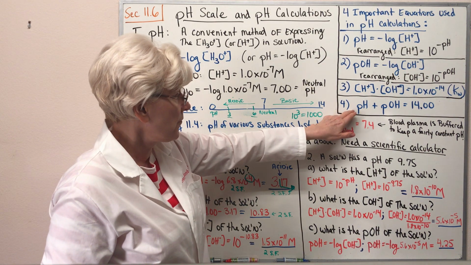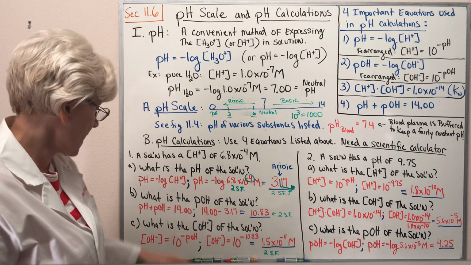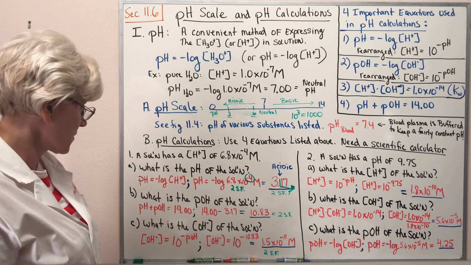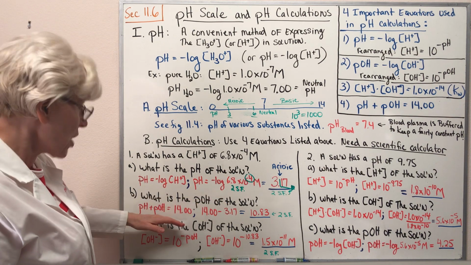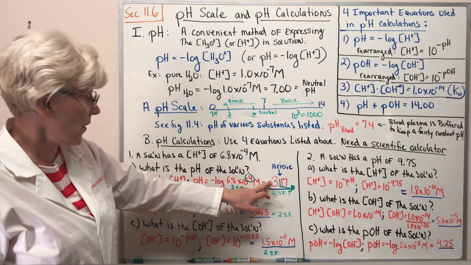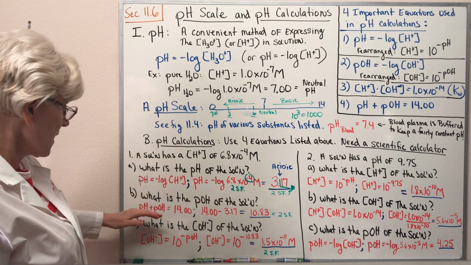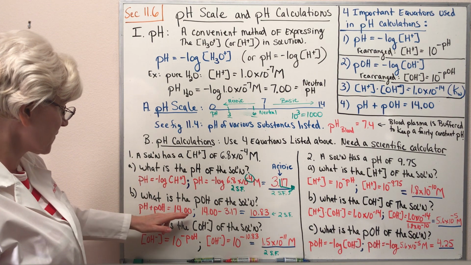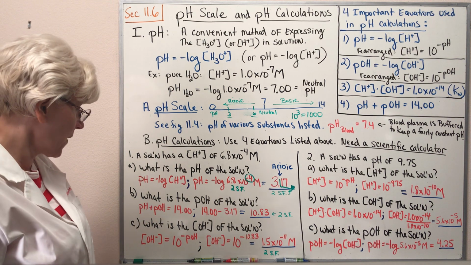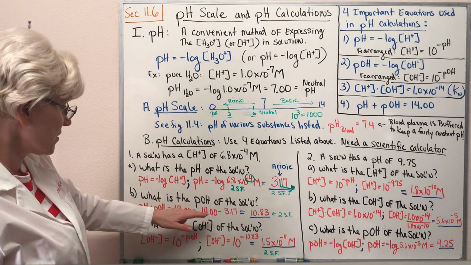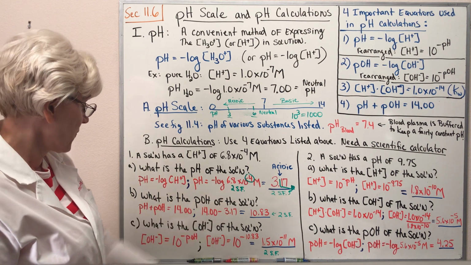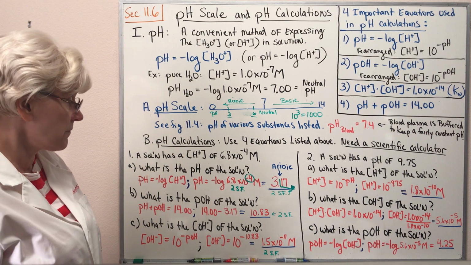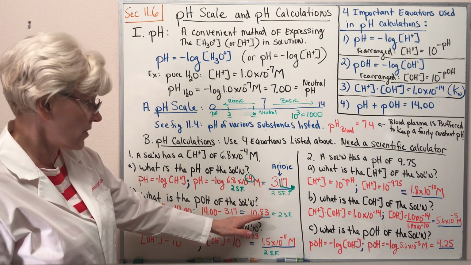Looking at equation number 4, pH plus pOH equals 14 gives us a very fast approach to answering this question, right? We know what the pH is from part A, 3.17. So using equation number 4 and subtracting pH from both sides, we solve for the pOH. So pOH is going to equal 14 minus 3.17, and we get a pOH of 10.83, which also has 2 sig figs to it.